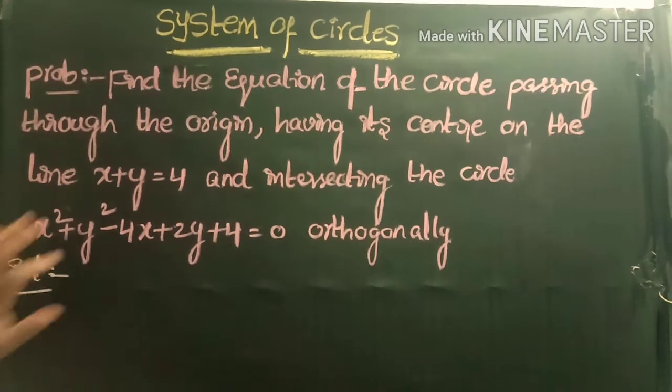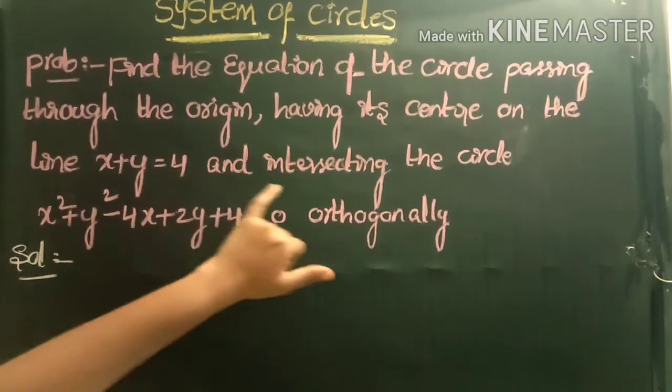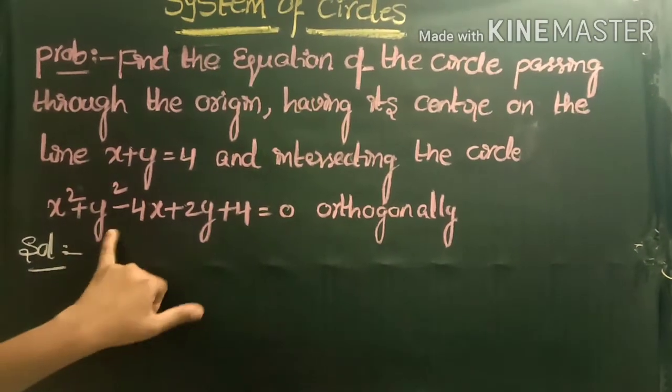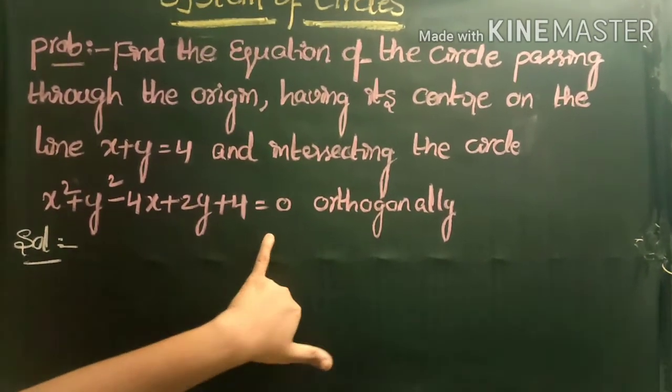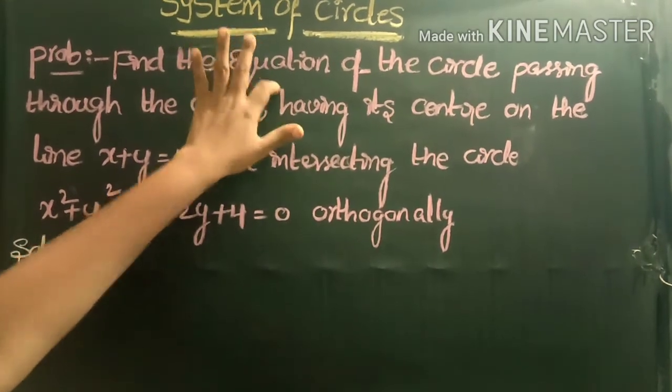Find the equation of the circle passing through the origin and having its center on the line x plus y is equal to 4 and intersecting the circle x square plus y square minus 4x plus 2y plus 4 is equal to 0 orthogonally. So find the equation of the circle. We have to find the equation of the circle.